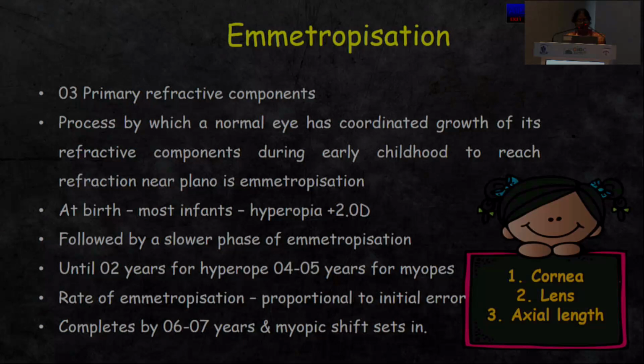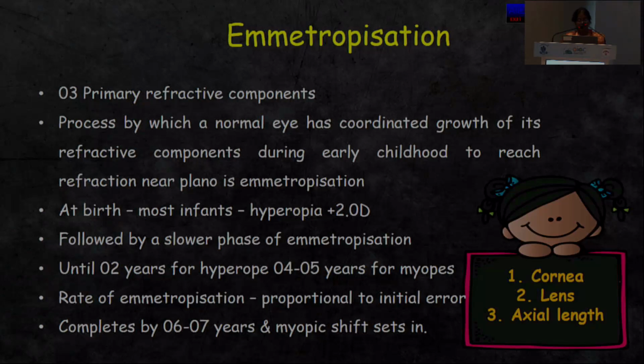Coming on to emmetropization, the basic 3 refractive components of the eye are the cornea, lens and the axial length. Emmetropization is the process by which a normal eye has a coordinated growth of its refractive components during early childhood, and that would allow the eye to reach near plano. And at birth, as Sir said, most of the infants would be hyperopic by around +2 diopters, and they will have a certain amount of astigmatism also.